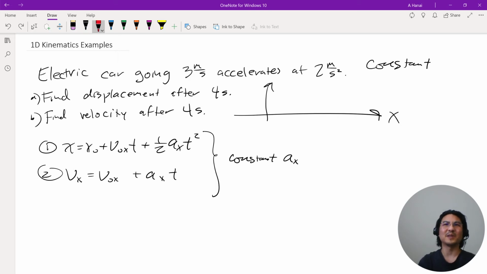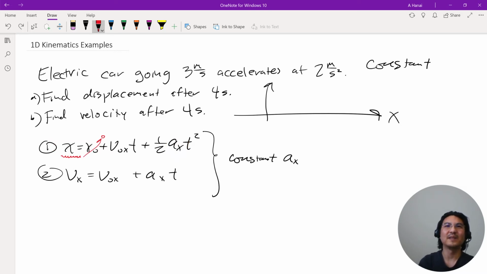So I don't know displacement here. Displacement is actually x minus x naught, right? Delta x. Let's say I put my origin at 0. So here's my unknown. Do I know the initial velocity? Yes. Do I know time? Yes. Acceleration? Yes. Okay, so I have this unknown.